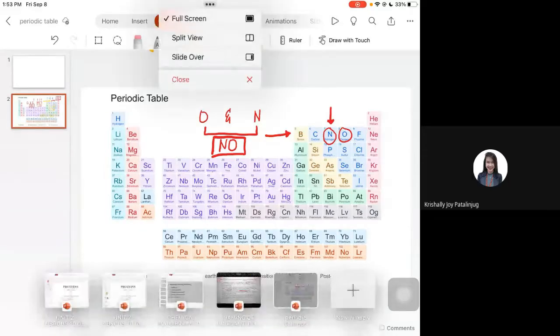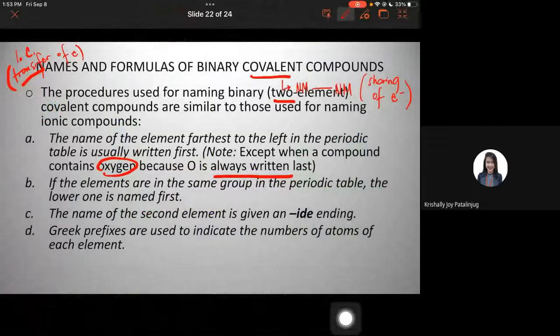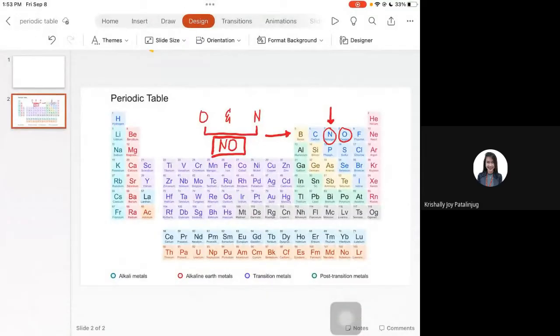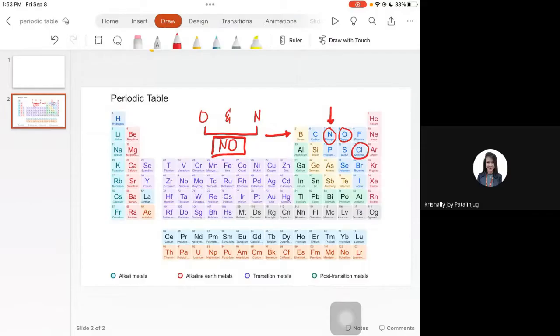Consideration letter A: the element on the left, farthest to the left in the periodic table, is written first. So let's have another example to understand it well. Let's say chlorine and sulfur.